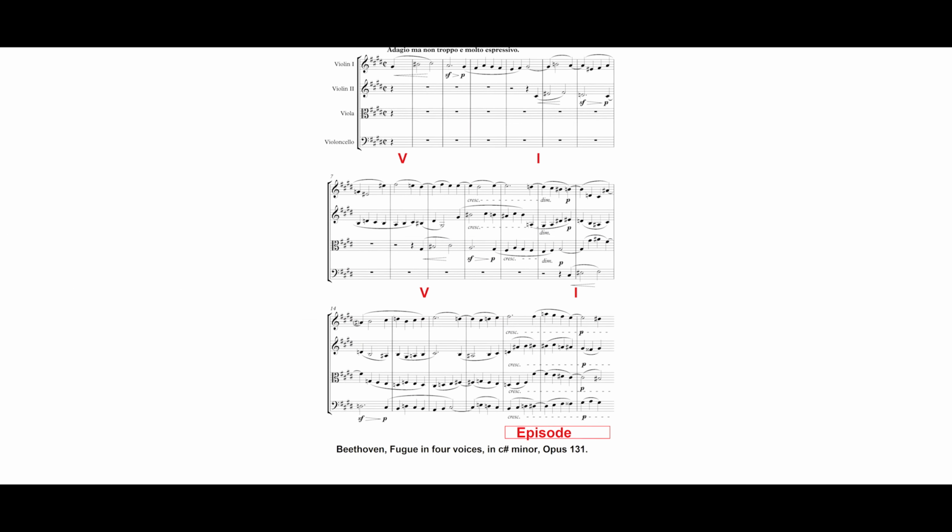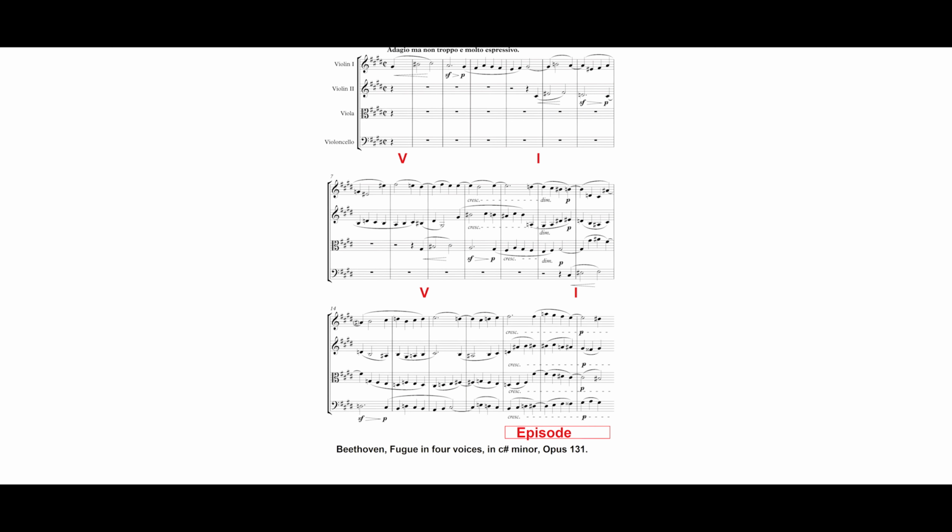The next part is the counter-exposition, or sometimes we call it the second exposition. This is not always a part of the fugue. Sometimes it happens and sometimes not, with two entries in reverse order. Now you see all the exposition parts of Beethoven's Fugue in C-sharp minor.